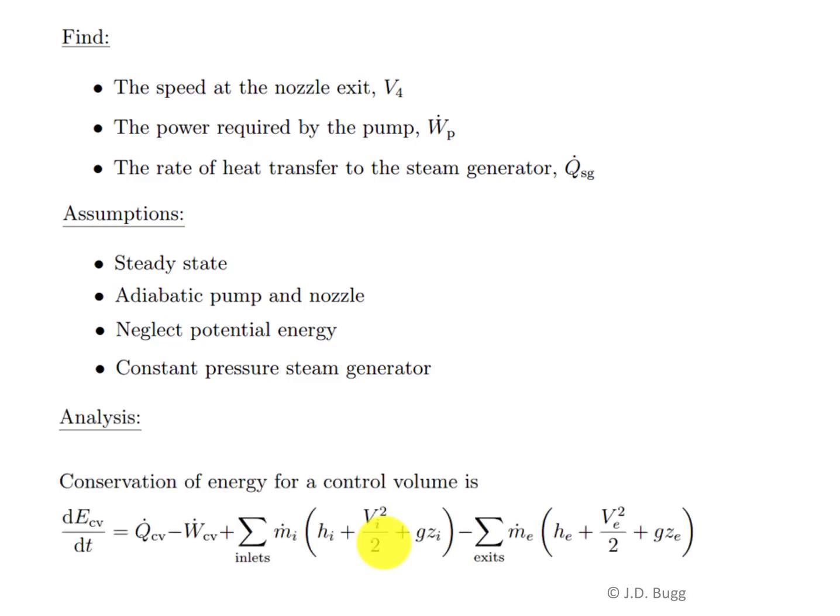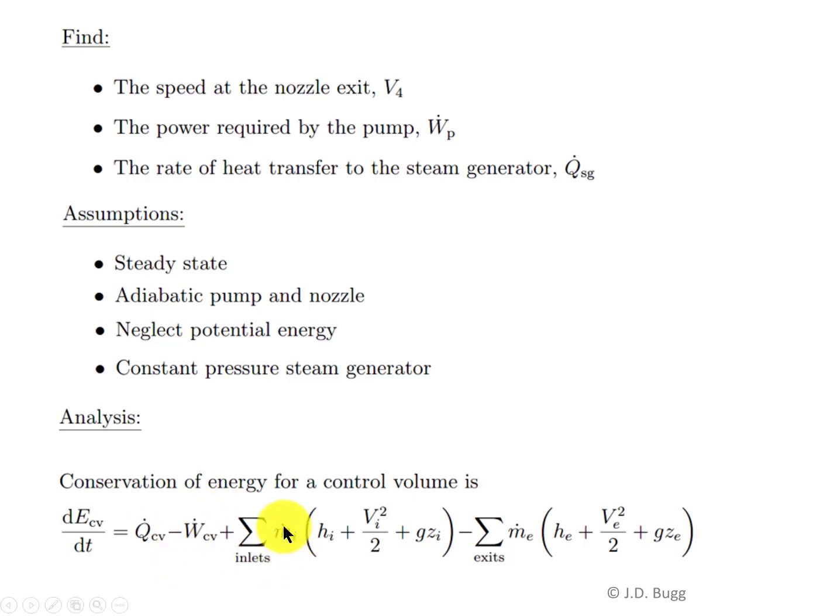Our analysis is going to be based on conservation of energy for a control volume, and we're going to be applying this to multiple components. So this is the most general version. Because we're operating at steady state, the left-hand side will always be 0. When we're looking at the pump and the nozzle, the heat transfer will be 0. When we're looking at the steam generator and the nozzle, the work transfer will also be 0.